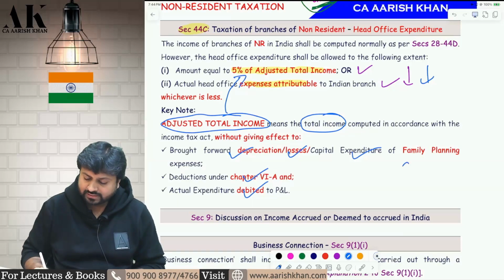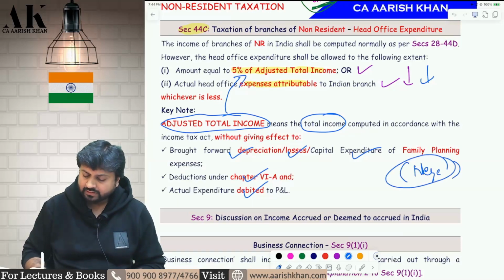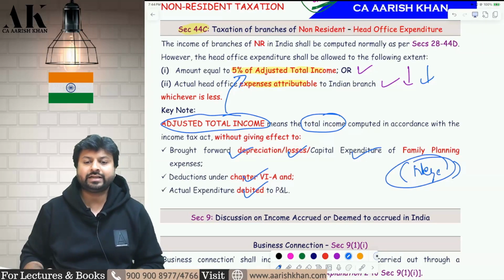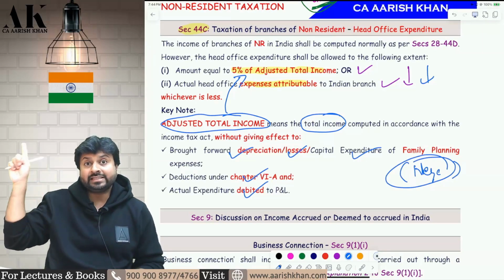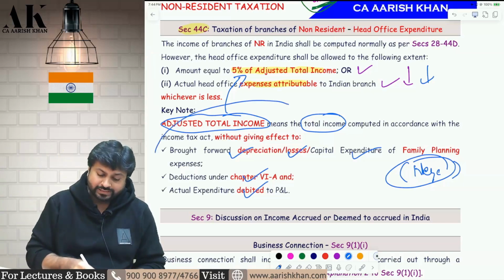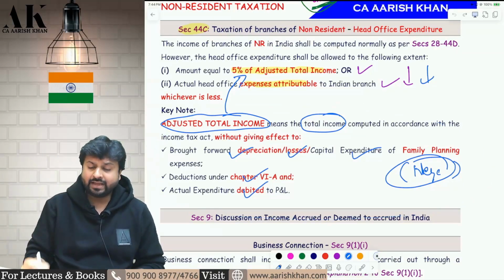Now, after doing all these things, if the adjusted total income is coming to negative, then what shall I do? Let me tell you what to do in that case. In that case, you are supposed to take the average adjusted total income of the last 3 years. Do this exercise for the last 3 years. Take an average, divide by 3.